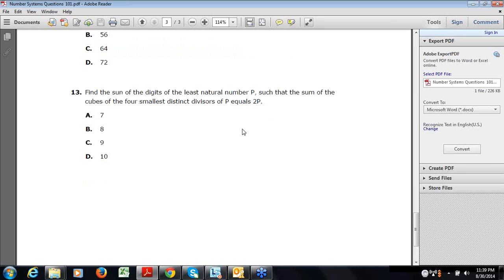Find the sum of digits of the least natural p such that sum of the cubes of the four smallest distinct divisors of p is equal to 2p. So the least number p, 1 will be its least divisor. Let second, third and fourth least divisor will be x, y and z. Okay.